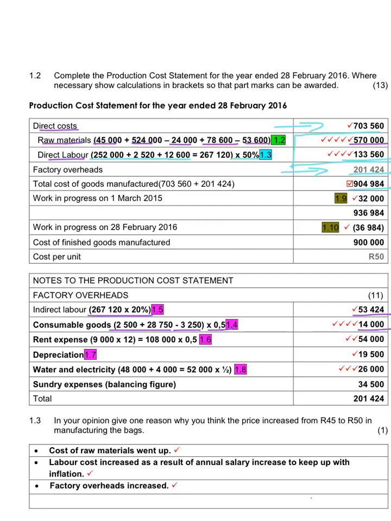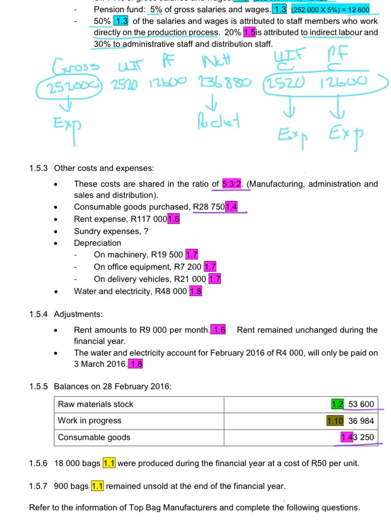and 14,000 was used as factory overheads. Rent expense that was already paid was 117,000. In the adjustments, they say the rent amounts to 9,000 Rand a month. So if we want to know what is the total amount for rent for the year, we will take the 9,000 and multiply it with 12, and that gives me 108,000. So although we only paid 117,000, it means that we already paid an amount in advance.